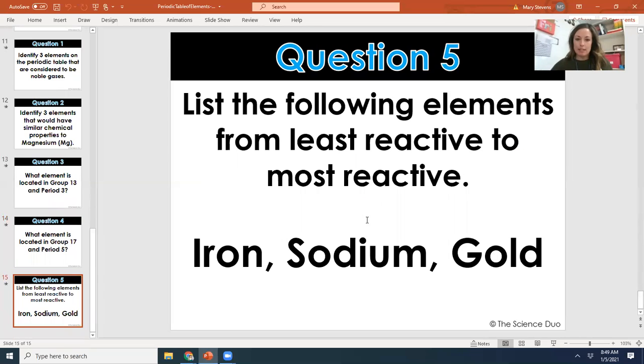And our last question is, list the following elements in order from least reactive to most reactive. So remember, all of our metals get more reactive as you move to the left, as you go to group 1. So we have gold. Then the next one you would find as you're traveling to the left would be iron. So the most reactive is going to be sodium because it's in group 1. Today we talked about the periodic table and trends with the periodic table.